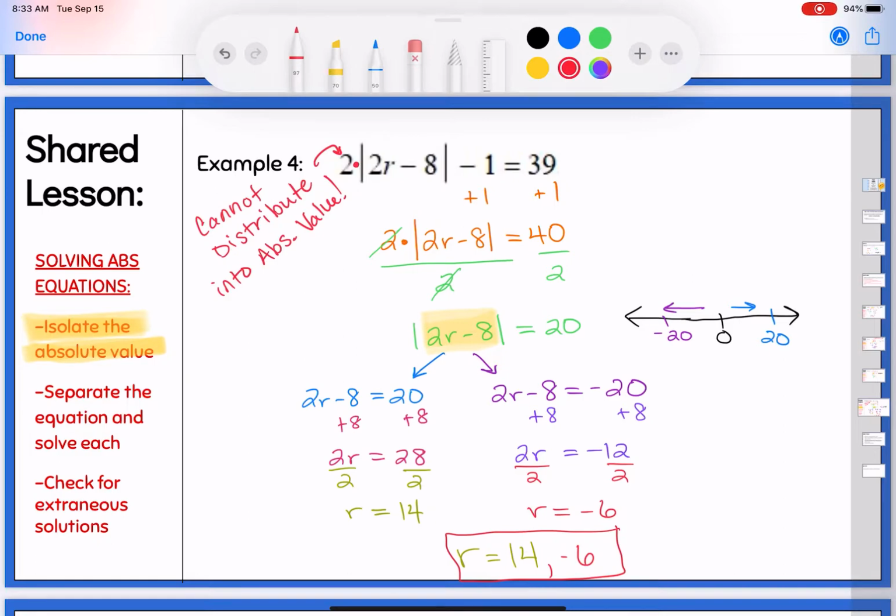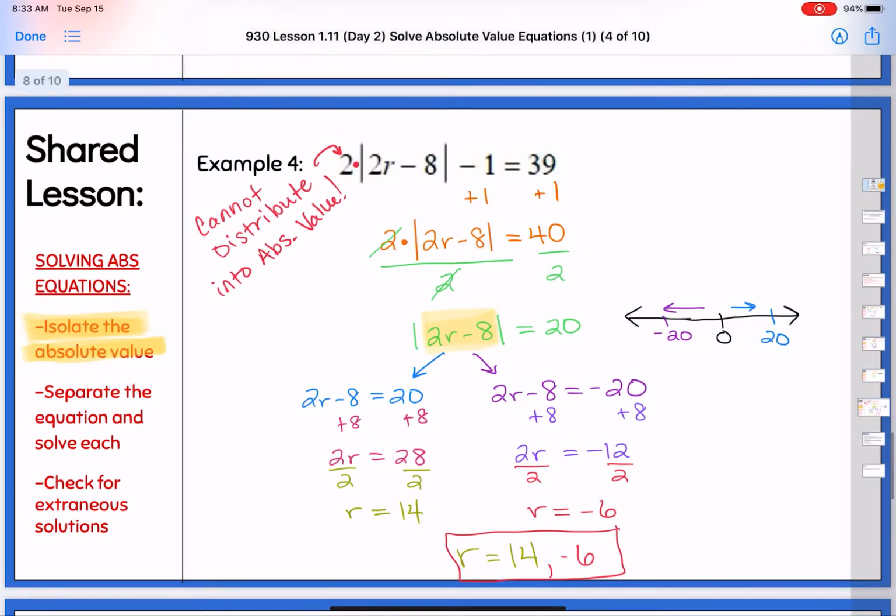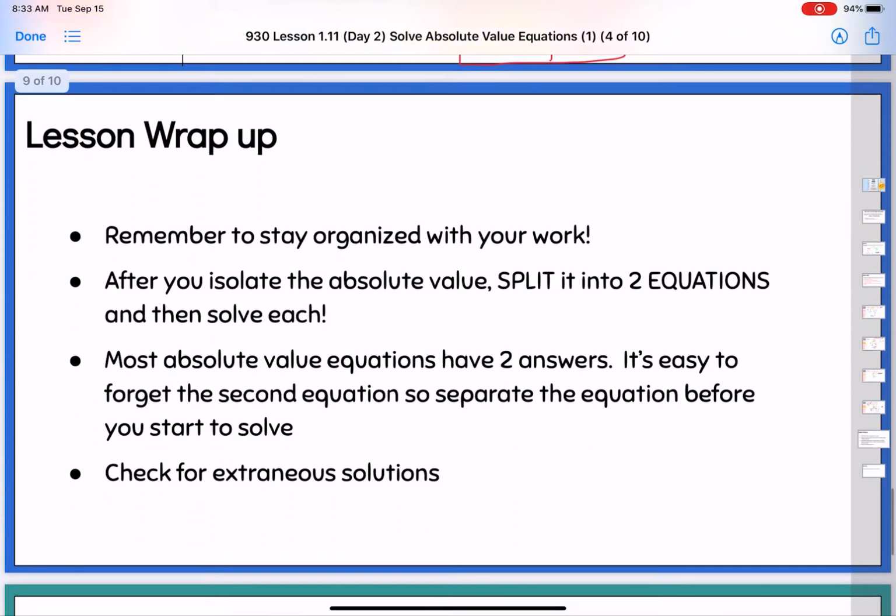And remember to do your order of operations in opposite order. Get rid of those loose guys first, add or subtract, and then multiply or divide to get that absolute value by itself. All right. So just some hot tips here. Remember to stay organized with your work. After you isolate the absolute values, split it into 2 equations and then solve each one. Most absolute value equations have 2 answers, so just make sure that you set up those 2 equations before you start to solve them. And then watch for those no solution problems, okay?